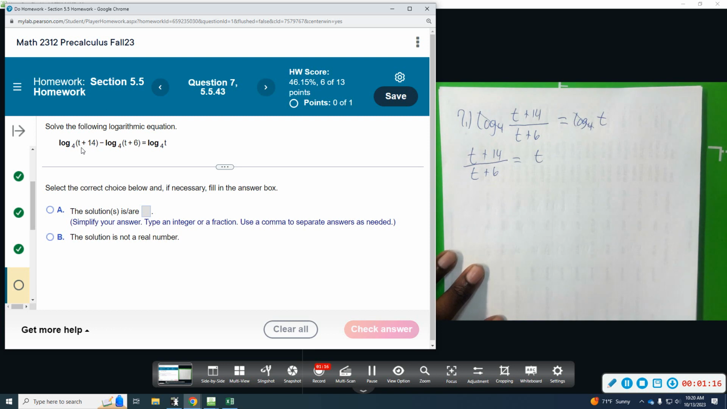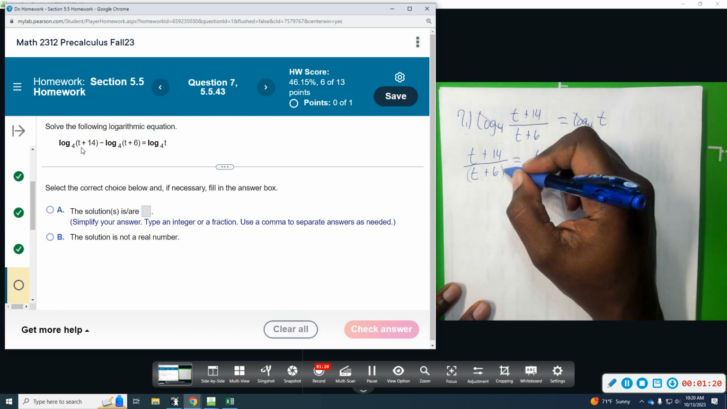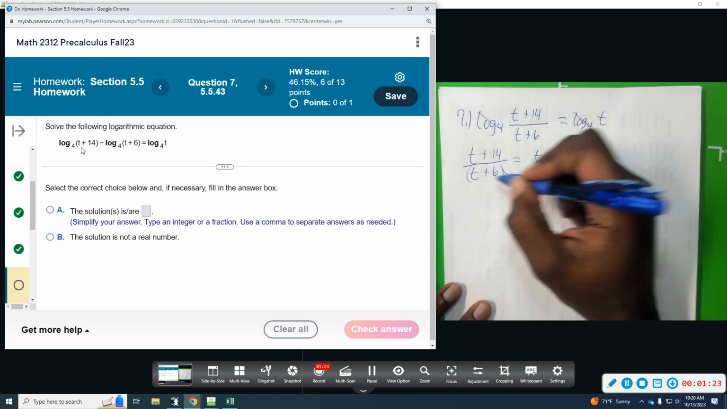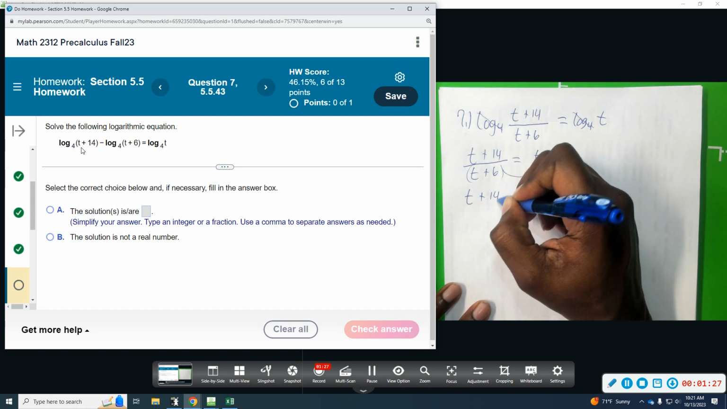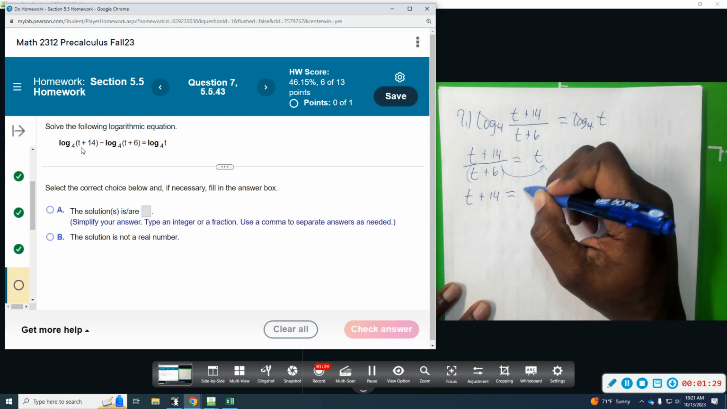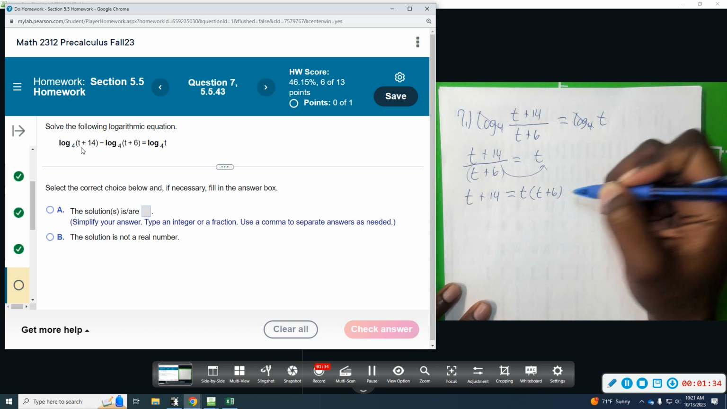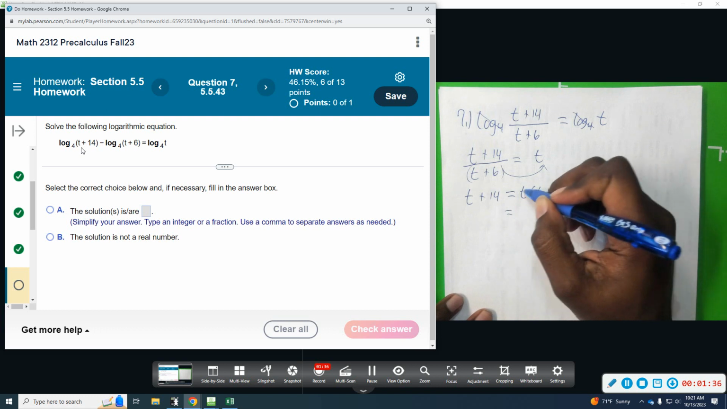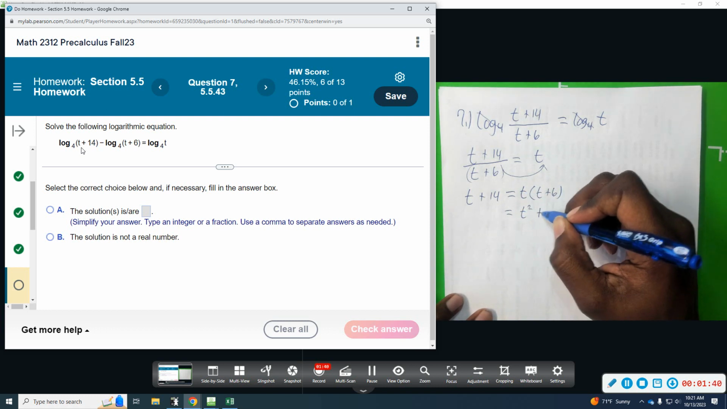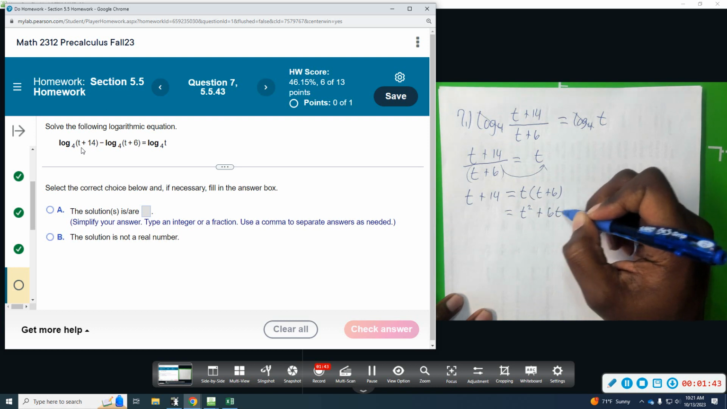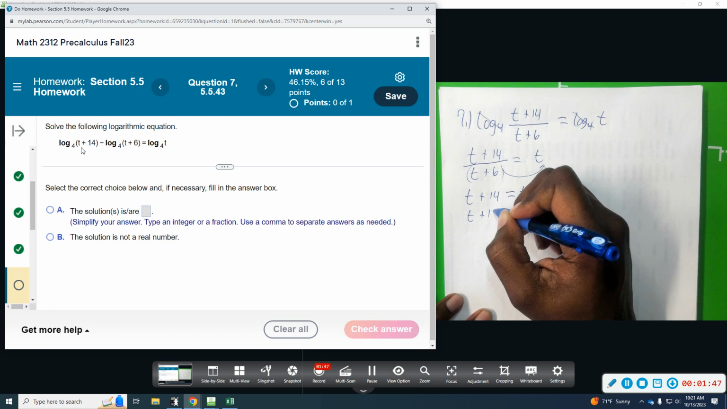All right. So at this point, I had a fraction, don't like fractions, so I'm going to multiply both sides by t plus 6. Basically, I'm going to move that over, multiply. That's going to leave me with t plus 14 equals t times t plus 6. We're going to distribute. It's going to give me t squared plus 6t. And bring the t plus 14 down.